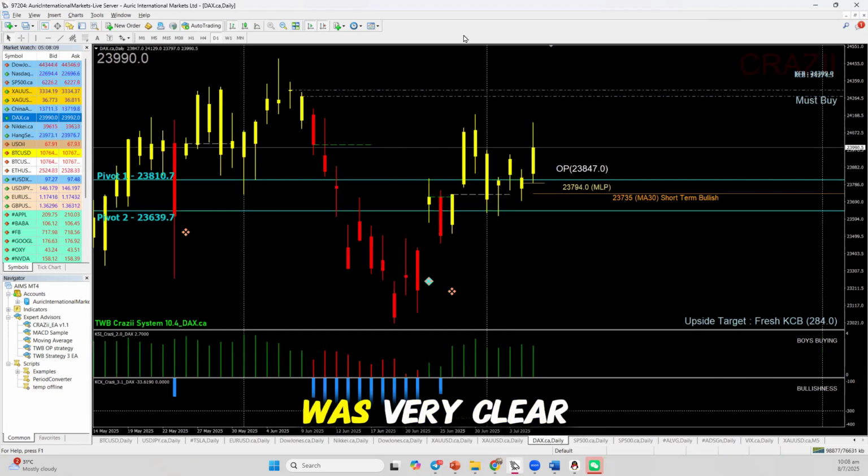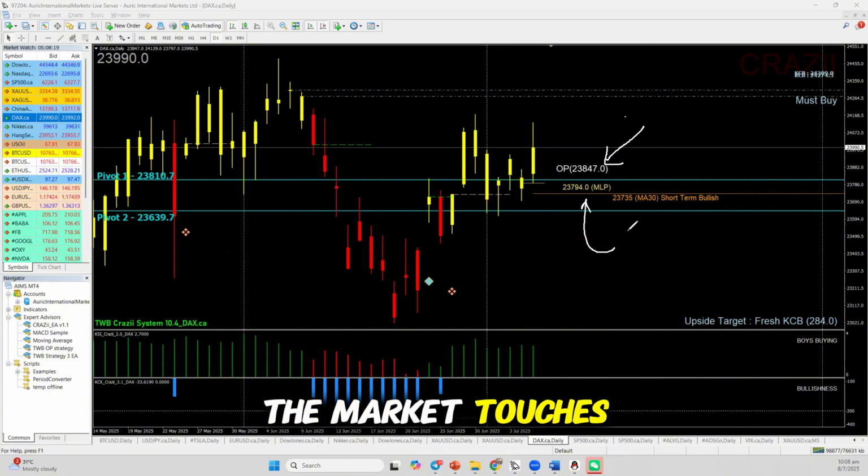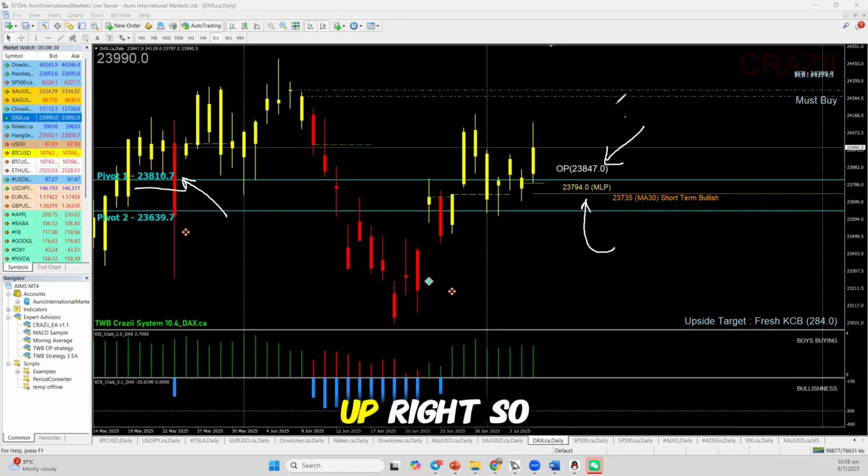Okay, yesterday DAX was very, very clear. The opening price was 23847. The MLP was 23794, so the moment the market touches the MLP, it will be a buy when it goes back up. And the pivot one was 23810. Which means that if the market can stay above 23,810, it will go up, right? So the KCB, where is that? The KCB is here. The nearest KCB is at 24085.